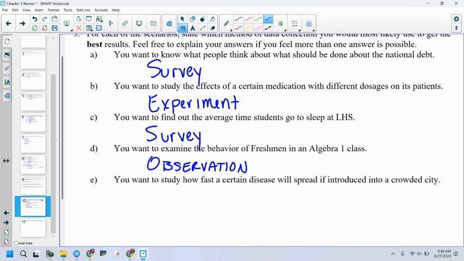Observation. You want to study how fast a certain disease will spread. Simulation. Could you perform an experiment? Whoa, you better not do that. Come observe the crowds and put yourself in position. Questions about any of those?